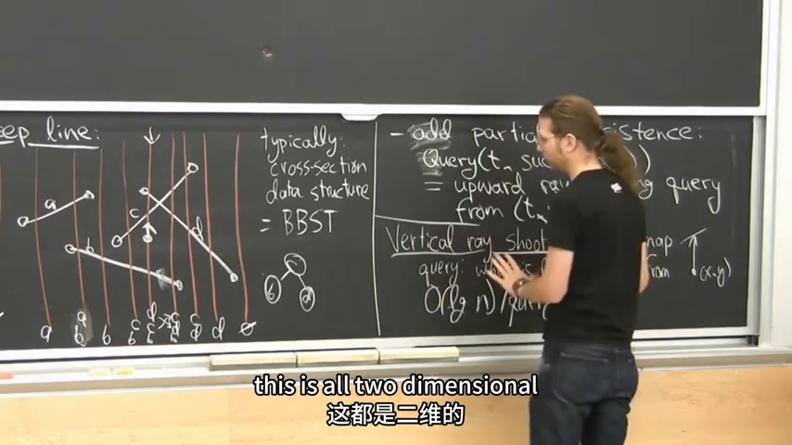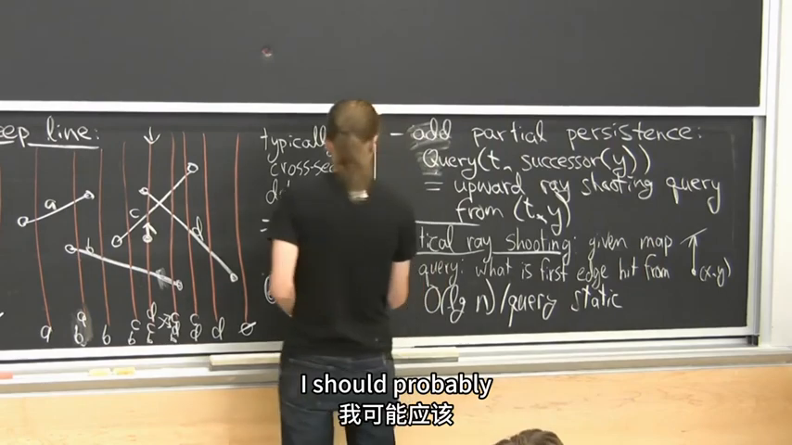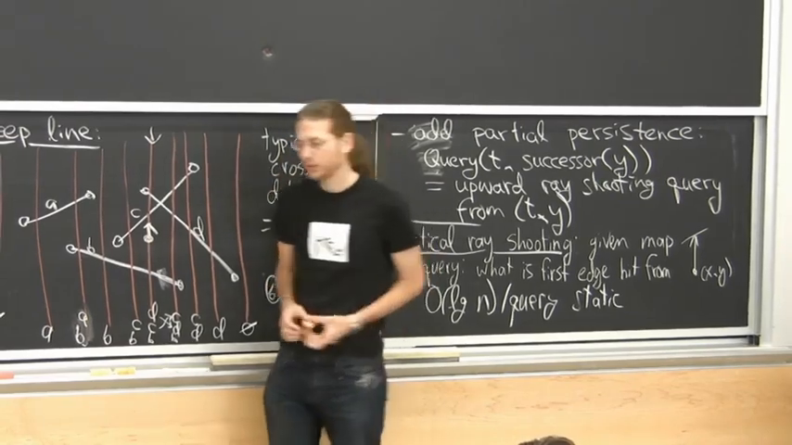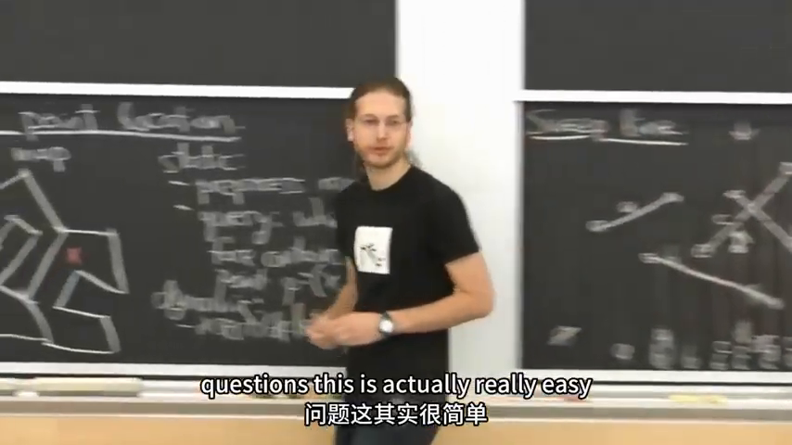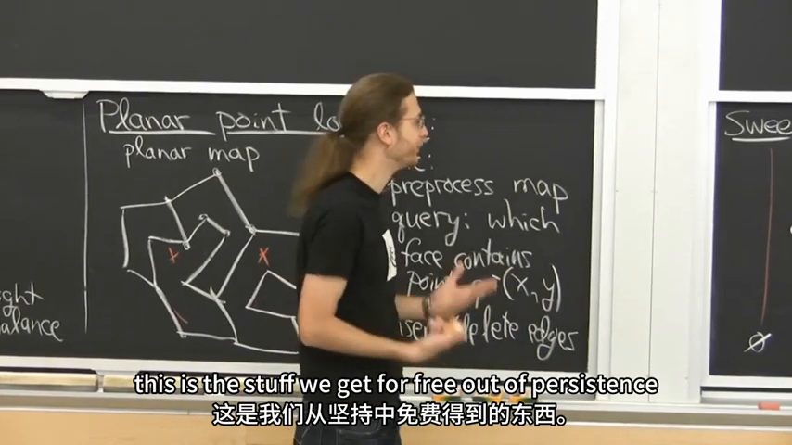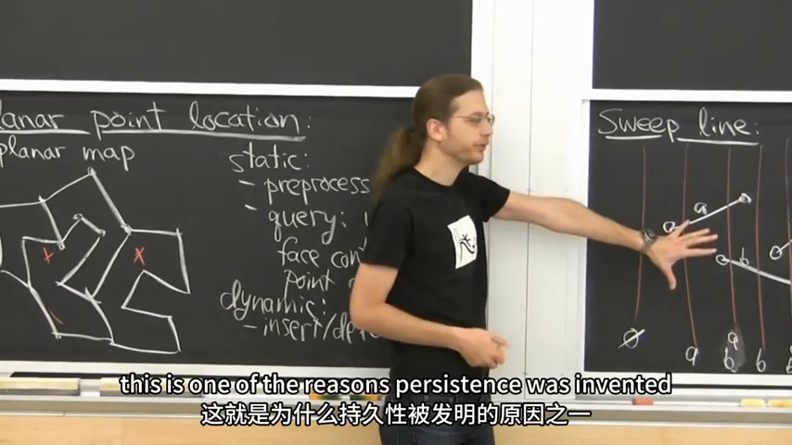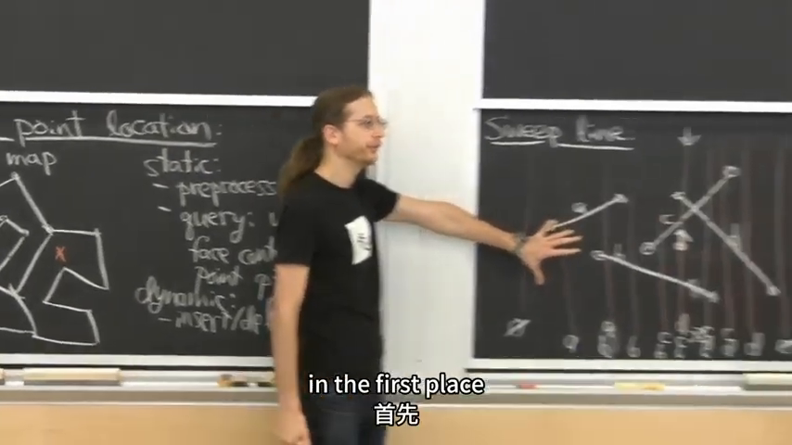This is all two-dimensional. I should probably say that. You can generalize, but questions? This is actually really easy. This is the stuff we get for free out of persistence and, in the moment, retroactivity. I believe this is one of the reasons persistence was invented in the first place.